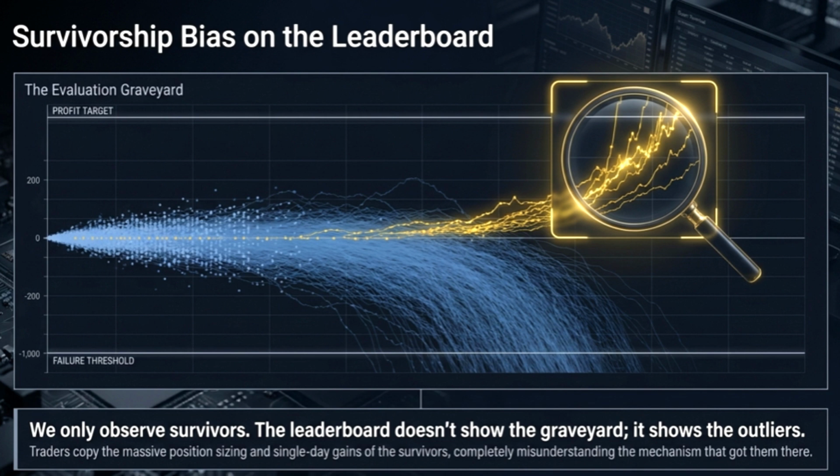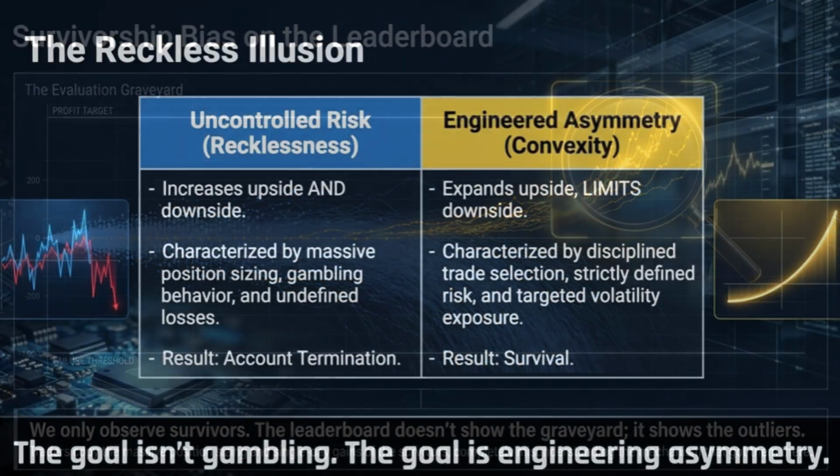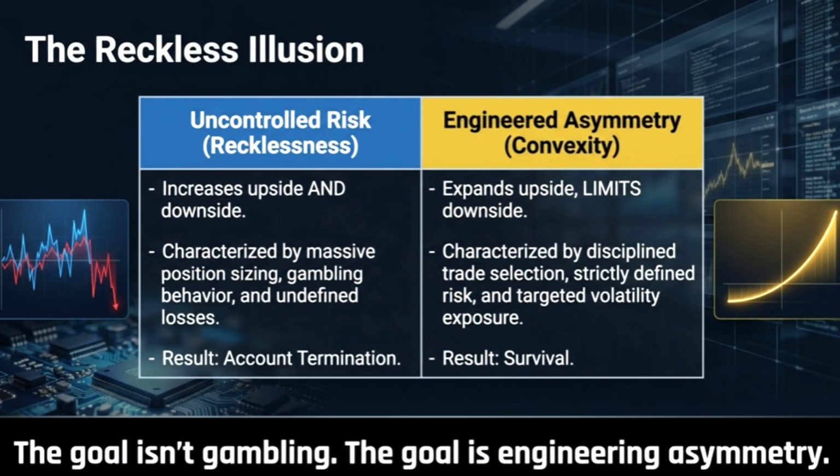Now, before everyone starts thinking, should I just trade aggressively? Not exactly. Because there is a difference between convexity and recklessness. Recklessness increases both upside and downside. It's a double-edged sword. Convexity deliberately limits downside while expanding upside. Those are very different things. A true high convexity strategy still protects account survival. Losses remain defined. Risk remains controlled. Trade selection remains disciplined. The goal isn't gambling. The goal is engineering asymmetry.